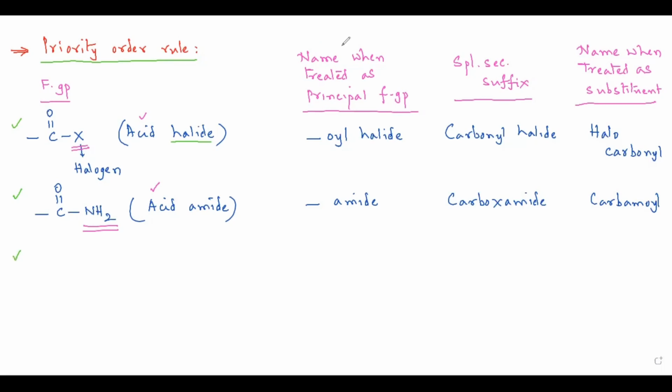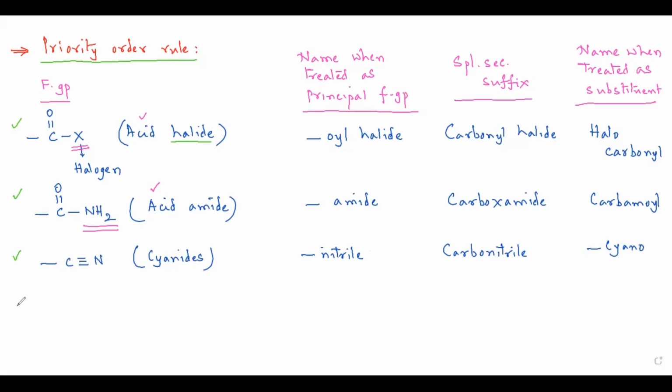Yes. The next one is cyanides. Nitrile, when treated as principal functional group. I already told you this. Nitrile, and here it is carbonitrile. Now it is a cyano. Cyano. When treated as substituent, it has to be cyano.